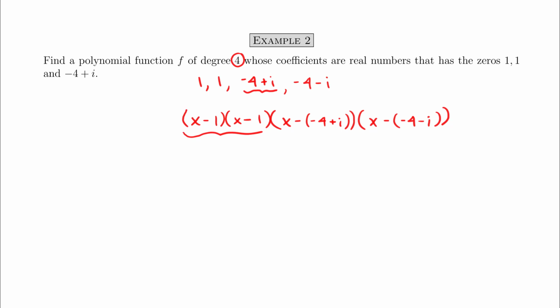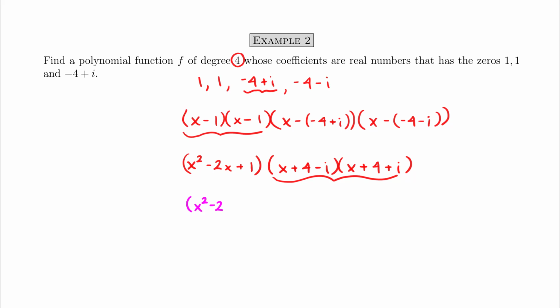So I'm going to go ahead and multiply the x minus 1's together first, and that's going to be x squared minus 2x plus 1. Let's distribute the negatives through here to simplify these a little bit. I get x plus 4 minus i and x plus 4 plus i. And then when I multiply these two together, I'm going to bring down the x squared minus 2x plus 1 because we're going to work with it in a second.